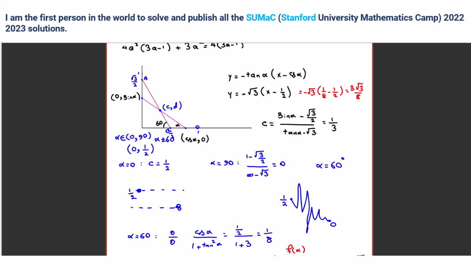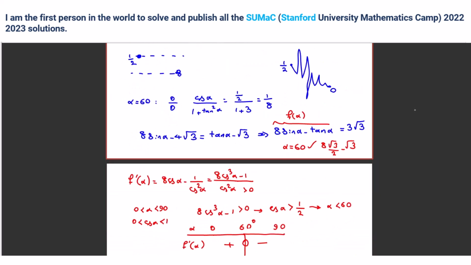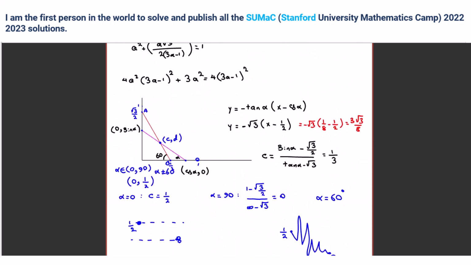Okay, so then we should consider whether any other alpha creates 1/8 or not. Let's consider this 1/8, we cross multiply, and we saw that it's impossible to create 1/8 except with alpha 60. Okay.